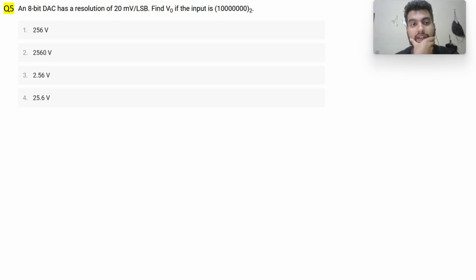So this question asks: an 8-bit DAC has a resolution of 20 millivolt per LSB. We need to find the output voltage if the input is 10000000. So you are given an 8-bit DAC having a resolution of 20 millivolt per LSB, and we need to find the output voltage if the input to the DAC was 1 and zeros, that is 1 and 7 zeros. You can try it, then I'll show you the solution.